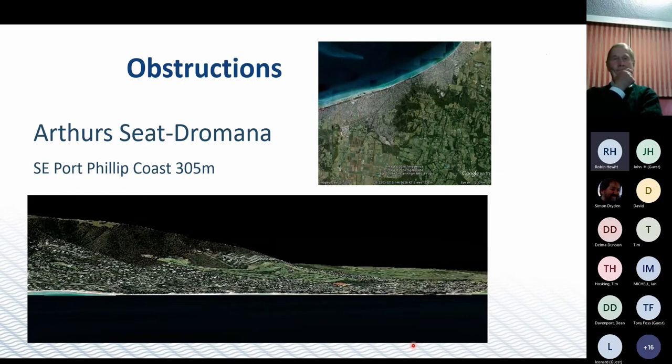Okay, let's have a look at obstructions. And I've got here Arthur's Seat down at Dromana. Very often in our events or sailing, we're coming along the South Channel, along this way, and we see the wind change. What's actually happening? Well, air is just another fluid and it behaves as a liquid in turbulent flow. So there's eddies in the atmosphere and so on.